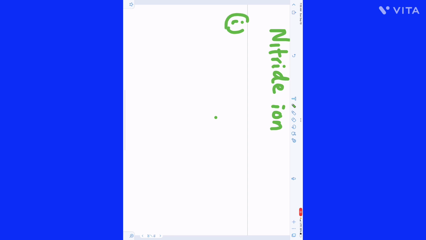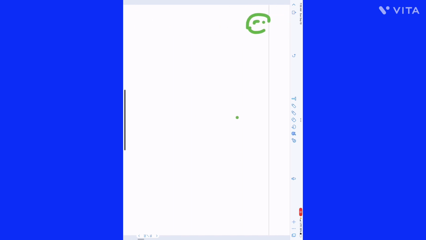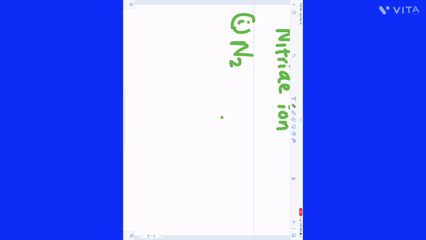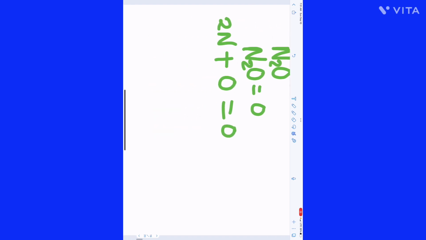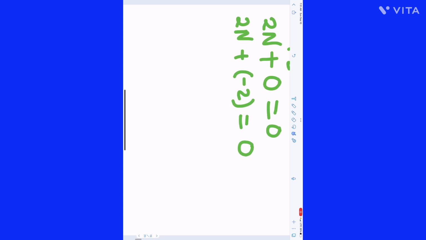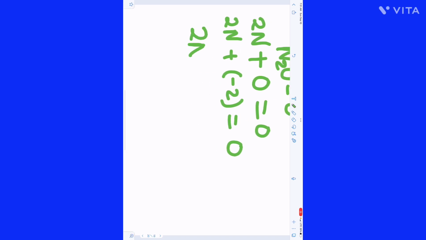I is N2O. There's no charge on N2O, so we say the charge on it is 0. That means the charge of the 2 nitrogen plus the charge of oxygen. There's 1 oxygen and 2 nitrogen atoms in the compound. Their charges add to give you 0. So 2N plus -2, which is the charge of oxygen in all compounds except in peroxides.